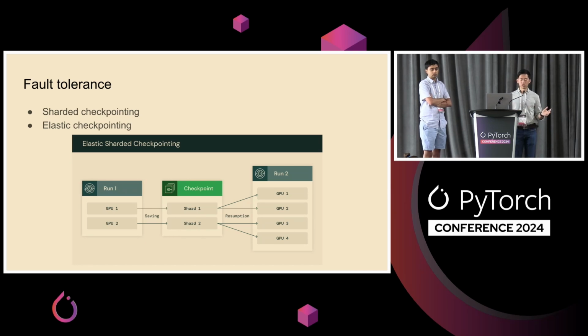Both these features are implemented in PyTorch's distributed checkpointing library, and they provide nice APIs to do all this calculation under the hood: if I have a different number of GPUs, how do I know which shard contains what data that I need to load in.